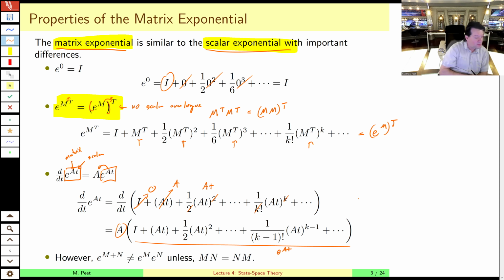However, there is one property of the matrix exponential which is not inherited from the scalar exponential. We know for a scalar, e to the a plus b is e to the a times e to the b. Very important property. We use it all the time with scalars. This is not true for matrices. So e to the M plus N does not equal e to the M times e to the N, unless there is one special case where it does work, and that's where these matrices commute.